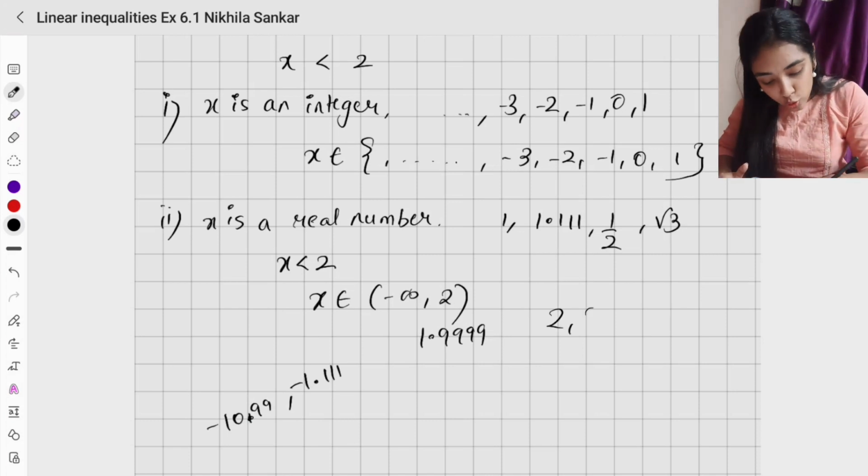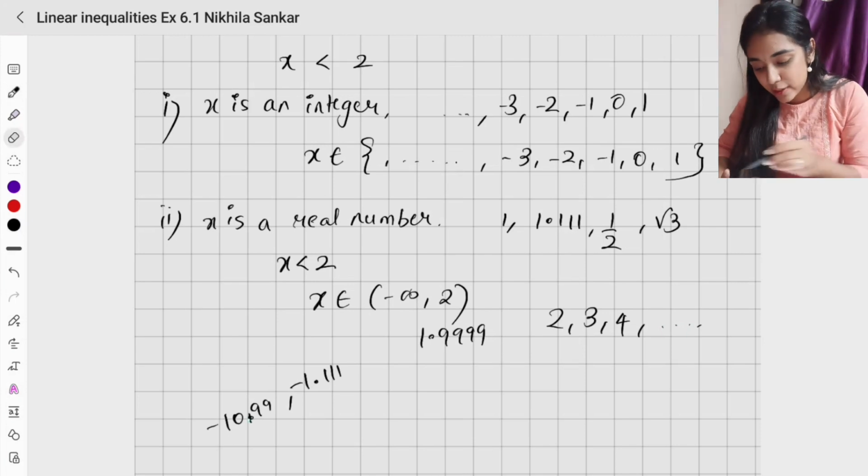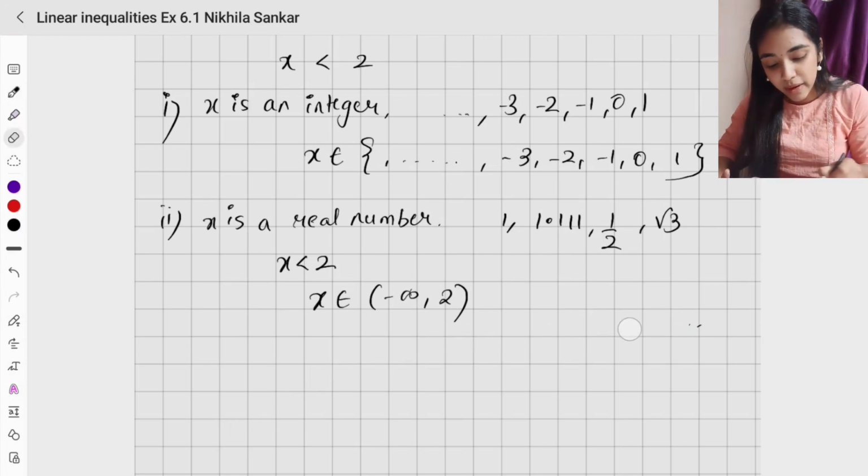I do not have the value 2, I do not have the value 3 and I do not have the value 4. In the right hand side, I don't have any of those values. My range of x is less than 2. So I'll only have the values which are less than 2. So the values go until minus infinity.